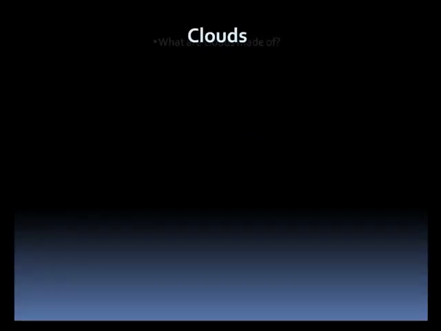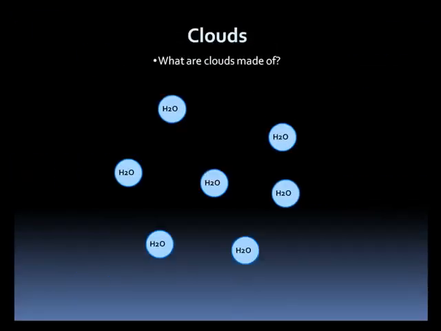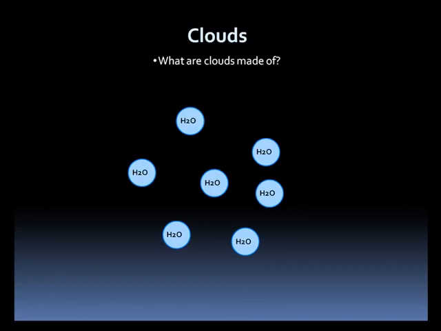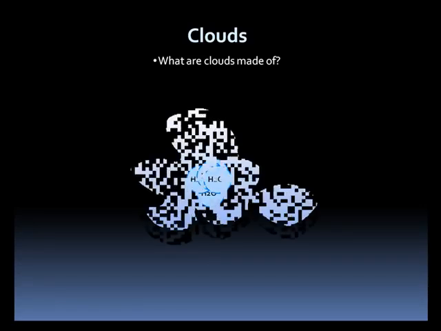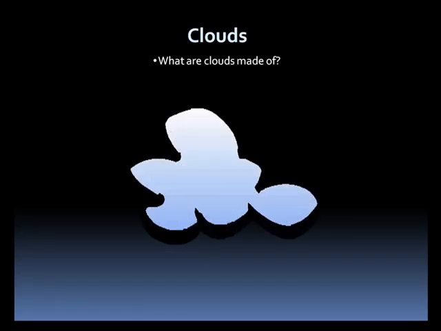First, what are clouds made of? Basically, they are made out of very small water drops we call cloud droplets. These are so small and so light that they can suspend in the air. So when you bring a lot of these cloud droplets together, they form clouds.